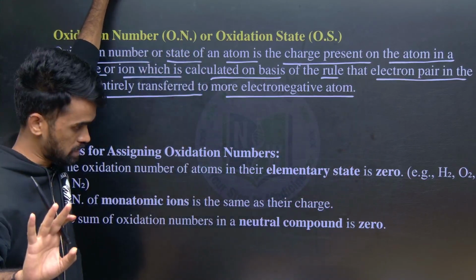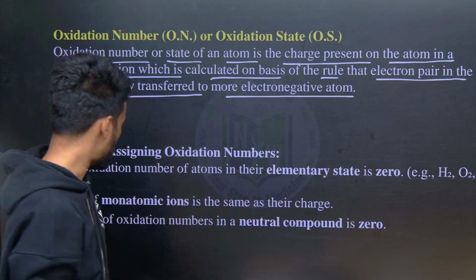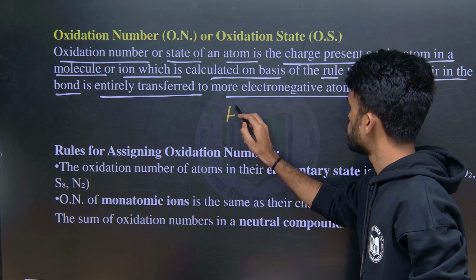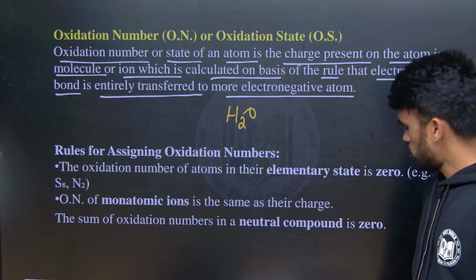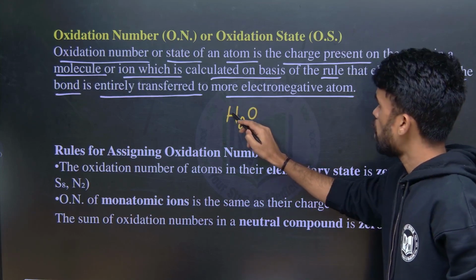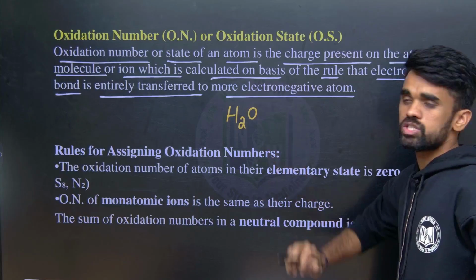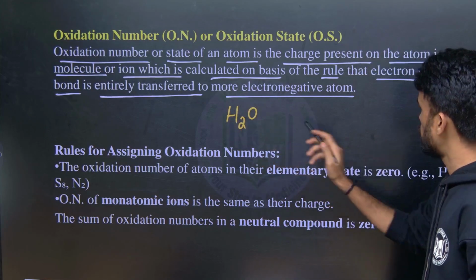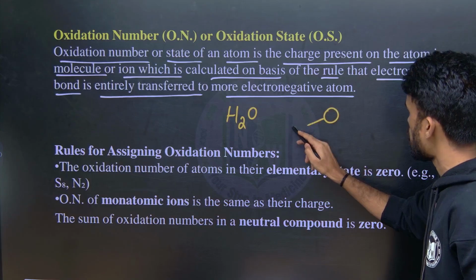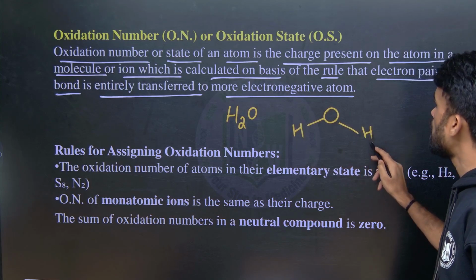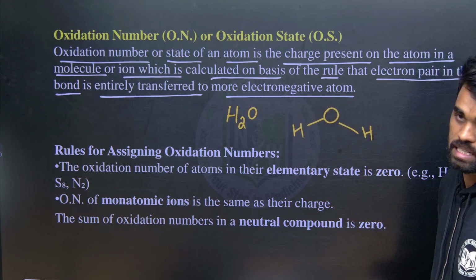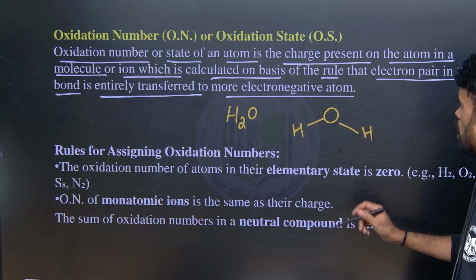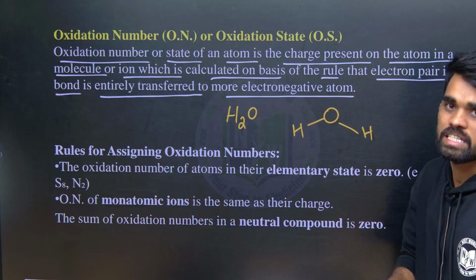Just wait, I will explain, no worries. For example, here I am writing the water molecule H2O. In this water molecule we have 2 hydrogen atoms and 1 oxygen atom, right? This is a covalent molecule, so let us write its structure properly like this. It will have a bent structure; we will discuss structures later. Now out of these 2 atoms, which is more electronegative?